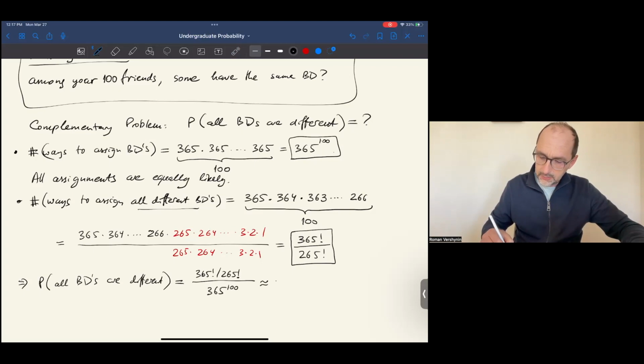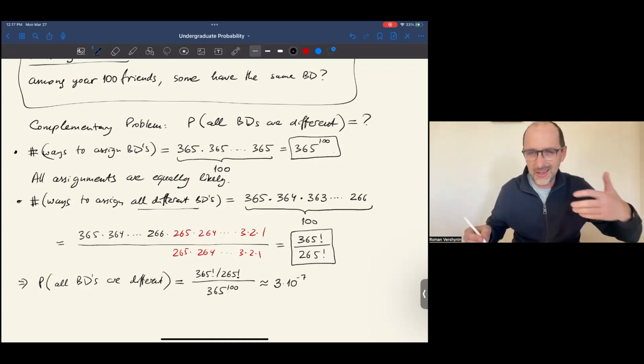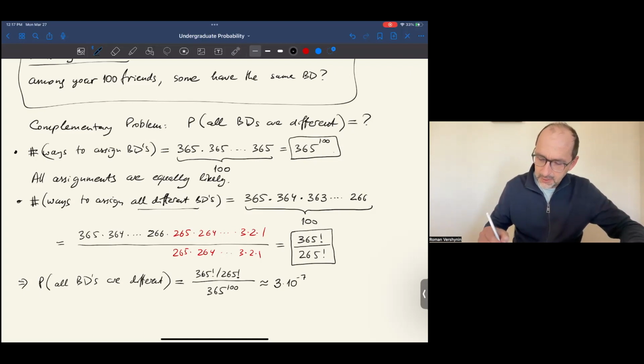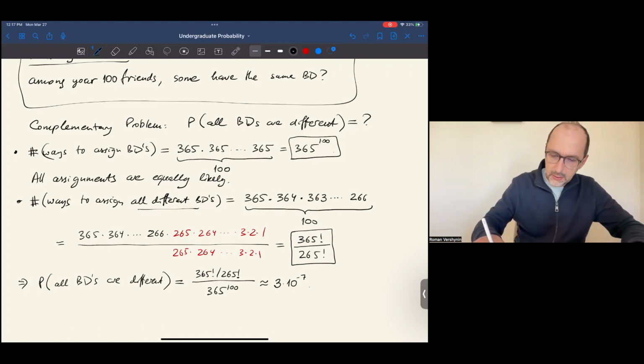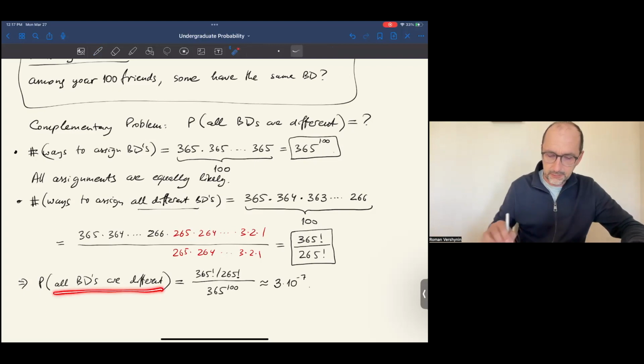And this is approximately, so is it a small number or is it a large number? I think it's a very, very small number, actually. It's 3 times 10 to the minus 7. It was like 3 in 10 million chance. Very, very small probability that all birthdays are different.